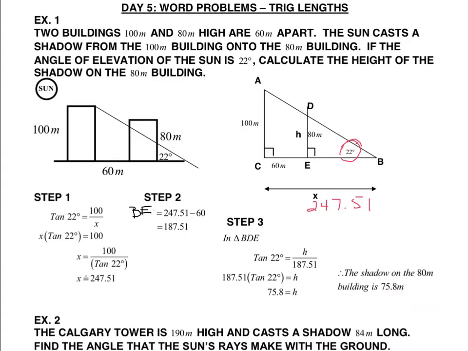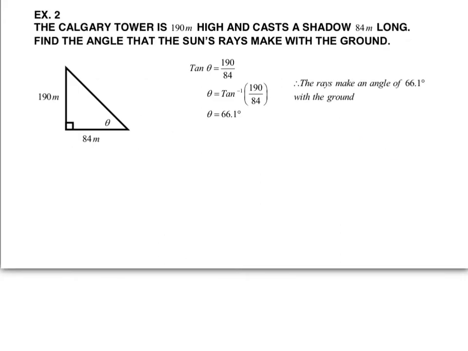Let's move on to the next one. This one's fairly easy, so I'm not even going to cover up the portions of the solution. It says the Calgary Tower is 190 meters high and casts a shadow 84 meters long. Find the angle that the sun's rays make with the ground. So you just draw a tower, and sometimes it's easier just to do the straight line so that you don't have to draw two pictures.